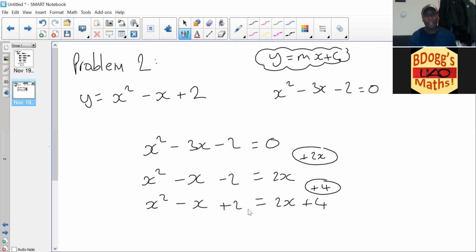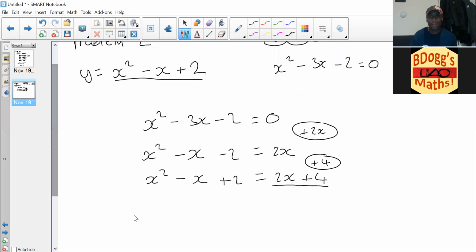So I'm looking for the part where this curve, the curve here, meets this line. So my answer to my question is y equals 2x plus 4 is the line I must draw on top of the curve x squared minus x plus 2 equals y. And where the 2 points cross would be me actually solving x squared minus 3x minus 2 equals 0. So that is the answer to that problem.